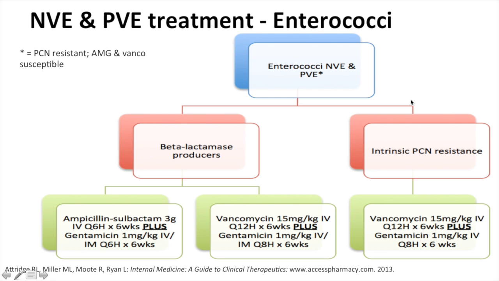For this slide, these treatments are for when there is a penicillin resistant bacteria, but it is susceptible to aminoglycosides such as gentamicin and streptomycin, and vanco. Note that here the ampicillin sulbactam is 3 grams, not 2 grams like the previous slide.